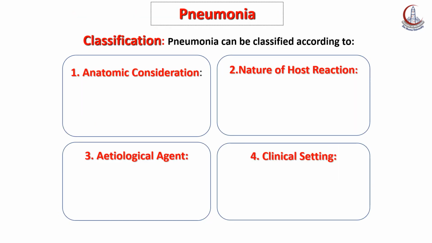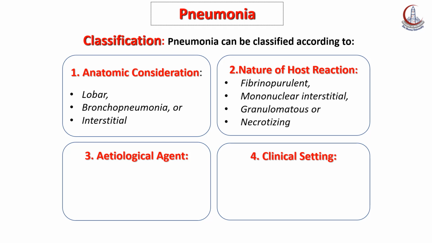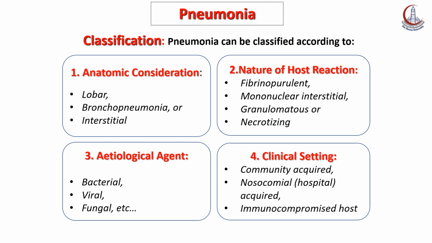Pneumonia is classified according to its anatomical position, like lobar, bronchopneumonia, or interstitial pneumonia; according to the nature of the host reaction, fibrinopurulent, mononuclear interstitial response, granulomatous reaction, or necrotizing pneumonia; etiological agents as bacterial pneumonia, viral pneumonia, or fungal, etc. According to clinical setting, is it community acquired, nosocomial hospitalized patient acquired, or immunocompromised host?